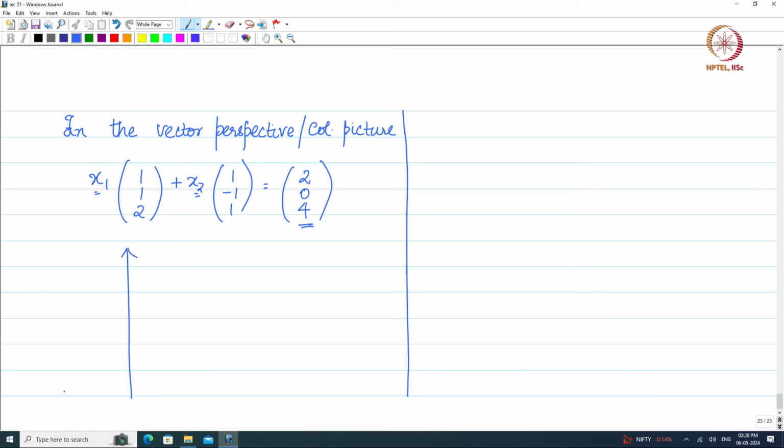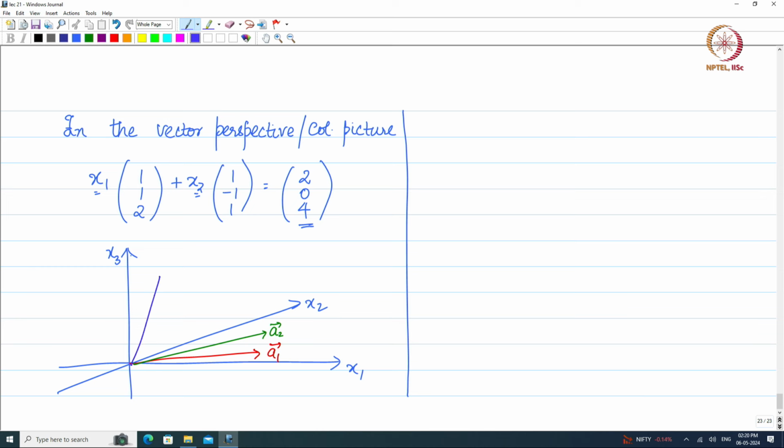Let us say I have x1, x2, x3 axes. Now, what do we have here? I have a vector, let us say this is A1, corresponding to the first column of the matrix, and let us say I have this vector A2 corresponding to the second column of the matrix. My B vector is going to be somewhere here. In this case, we see that B can never be expressed as a linear combination of the two vectors A1 and A2, because A1 and A2 form a plane, and the B vector is not in the plane.